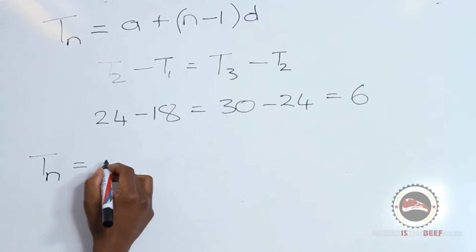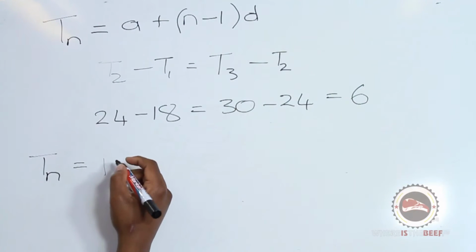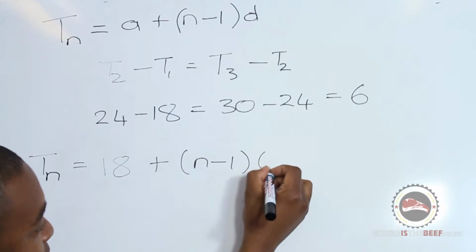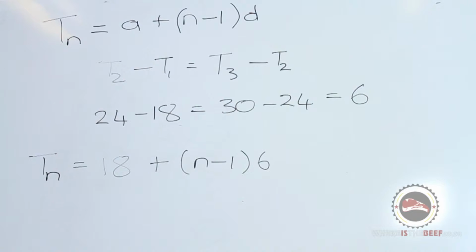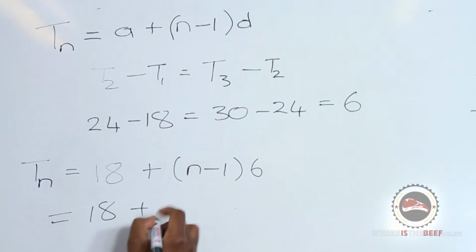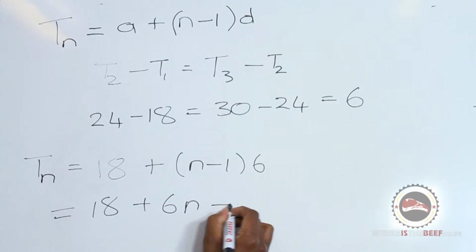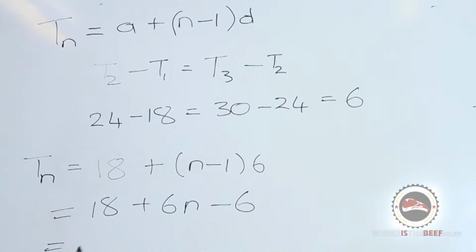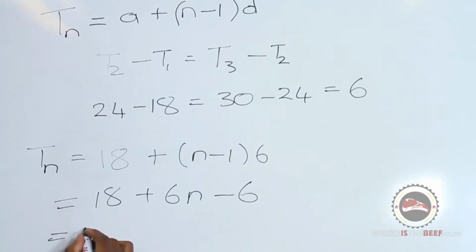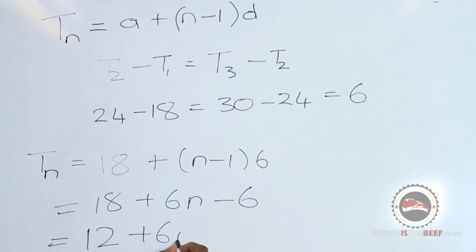So we have Tn is equal to the first term, being given to you, 18, plus n minus 1 multiplied by 6. So you are halfway there, basically. All you need to do right now is reduce the sum into its simplest form. So you will have 18, expand this bracket, 6n minus 6, and that will give you 18 minus 6, which is actually 12. I'm sure you guys were thinking, what am I doing? So it's 12 plus 6n.